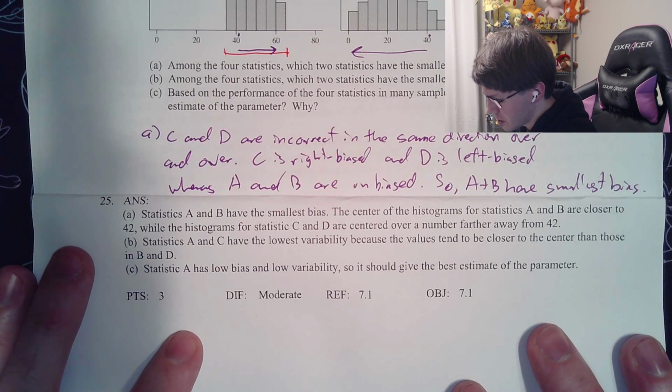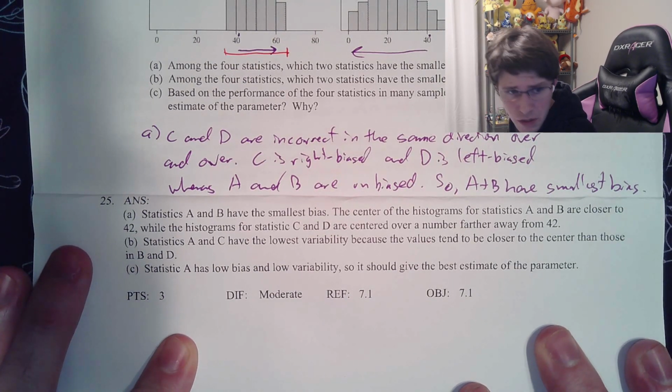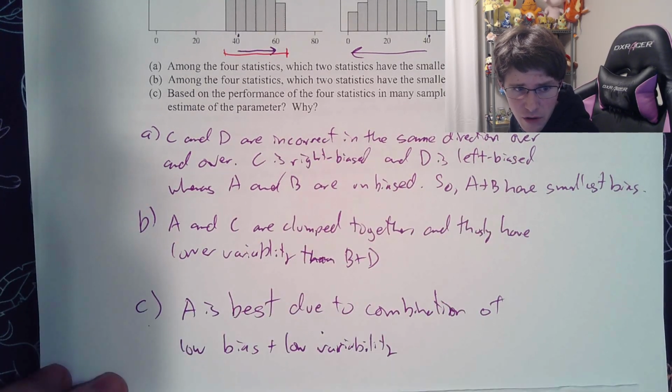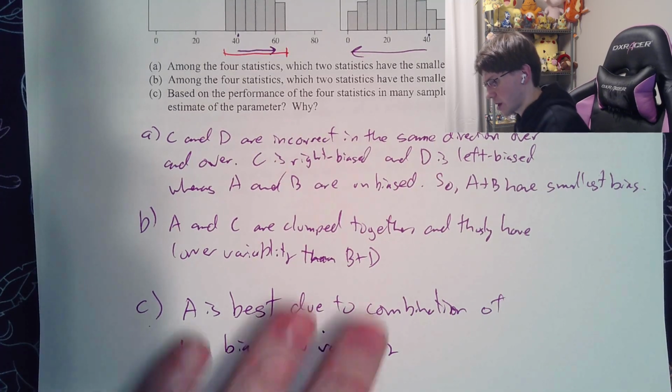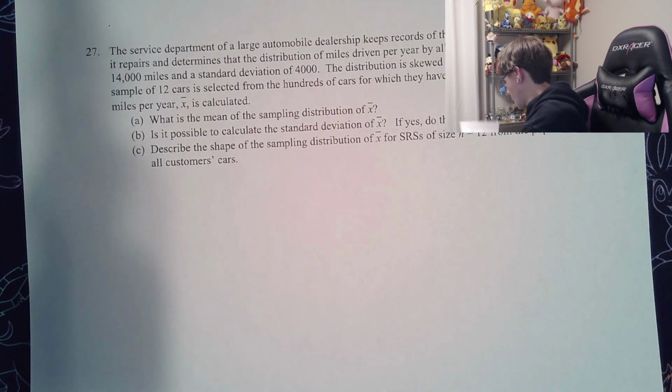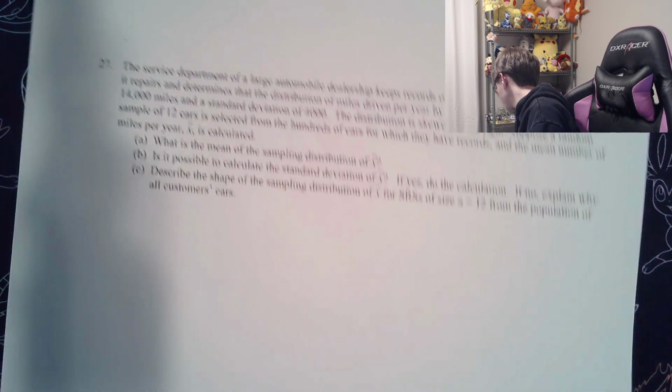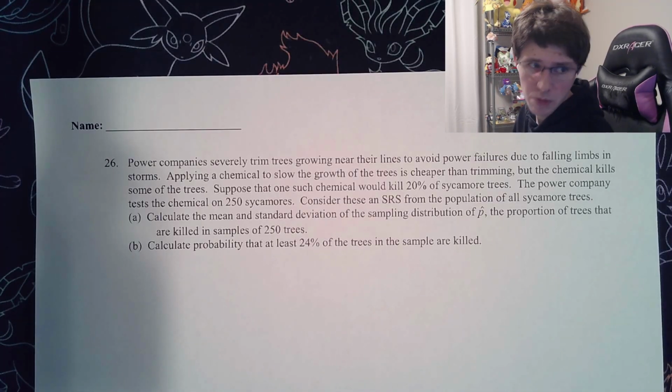A and C have the lowest variability because values tend to be closer to the center. Good enough. And A has low bias and low variability. That's literally exactly what we said. All right, beautiful. We're doing 100% on that FRQ, both me and the book are in agreement. Let's do question number 26.